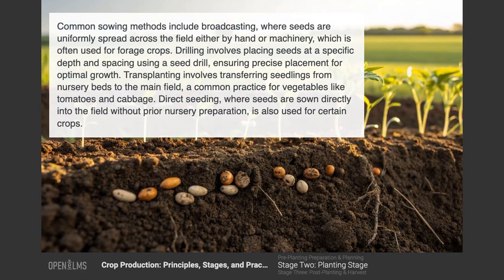Common sowing methods include broadcasting, where seeds are uniformly spread across the field either by hand or machinery, which is often used for forage crops. Drilling involves placing seeds at a specific depth and spacing using a seed drill, ensuring precise placement for optimal growth. Transplanting involves transferring seedlings from nursery beds to the main field, a common practice for vegetables like tomatoes and cabbage. Direct seeding, where seeds are sown directly into the field without prior nursery preparation, is also used for certain crops.